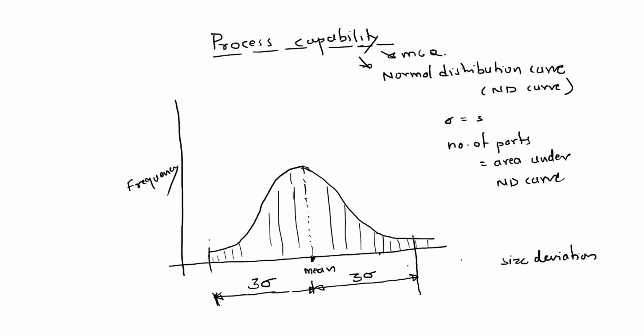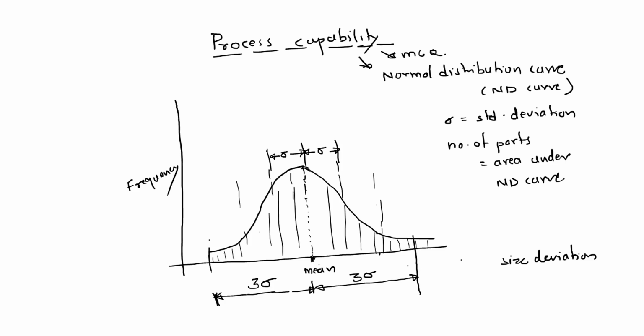Sigma is standard deviation. If we go away from the mean, there will be one sigma here. This is sigma on the other side. Similarly, somewhere here there will be 2 sigma, and so on, as you can understand. So sigma is a parameter which indicates the spread or the deviation from the mean size, and the mean is the center of the graph, the center of the ND curve.